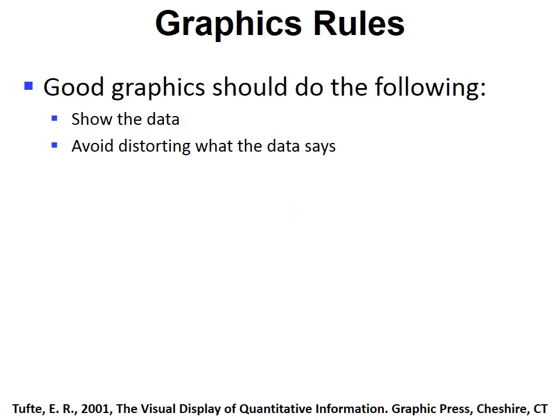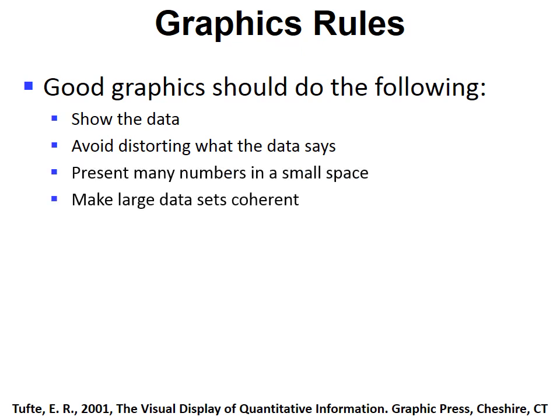Several rules apply to the generation of good, scientifically approved graphics. First and foremost, show the data and avoid distorting what the data says. Any effort to mislead or misrepresent information should be detected by peers and experts in the field and may serve to discredit an author. One should also endeavor to present large data sets in a small, concise, and coherent space.